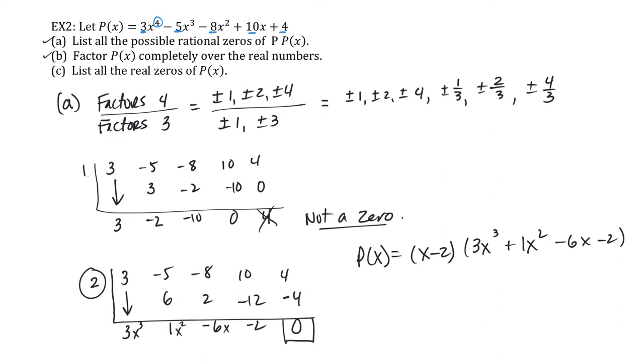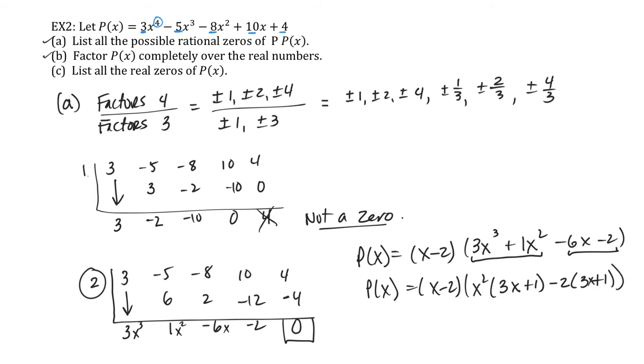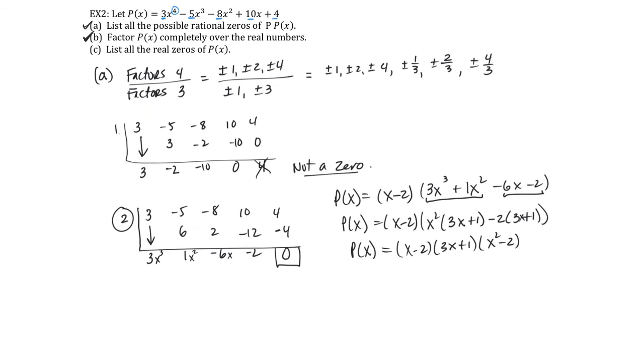And I actually think I can do a grouping here. If I factored out an x squared from this little group, I'd be left with 3x plus 1. And from this little group, I'm going to factor out a -2, and I'm left with 3x plus 1. Then I'm going to factor out my 3x plus 1, and I'm left with x squared minus 2. All right, so I did my factoring, and now I just need to list those zeros.